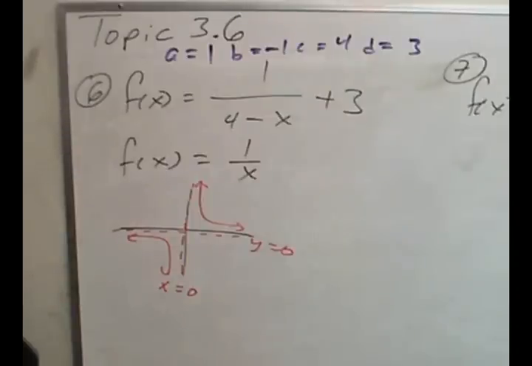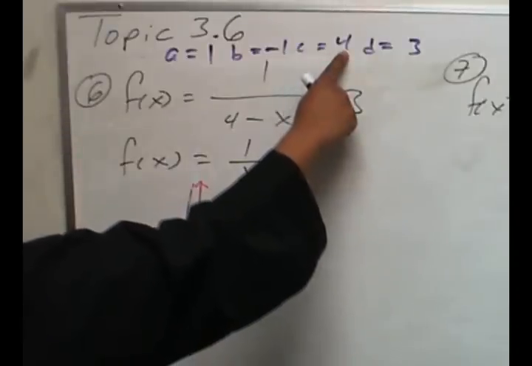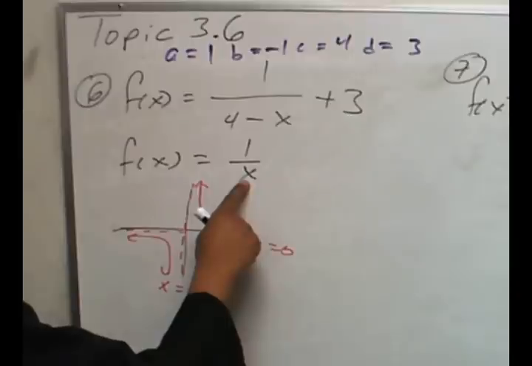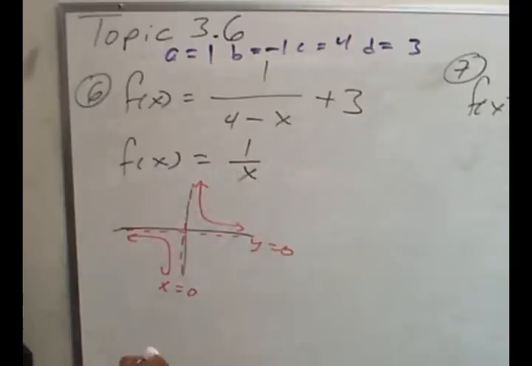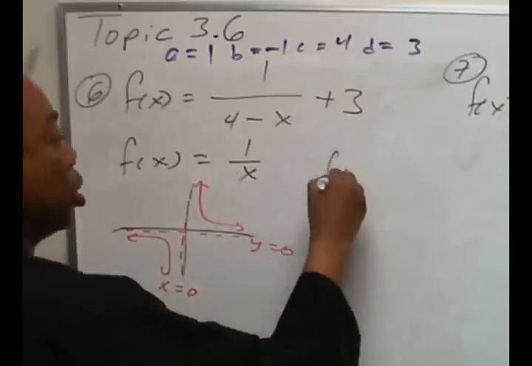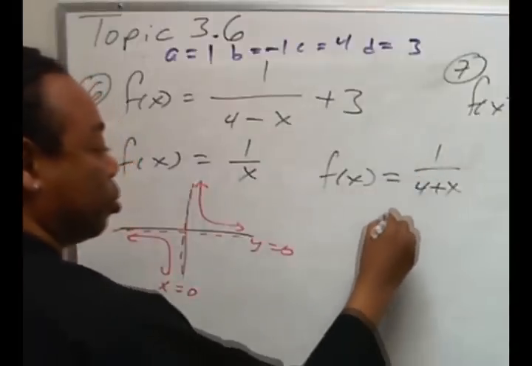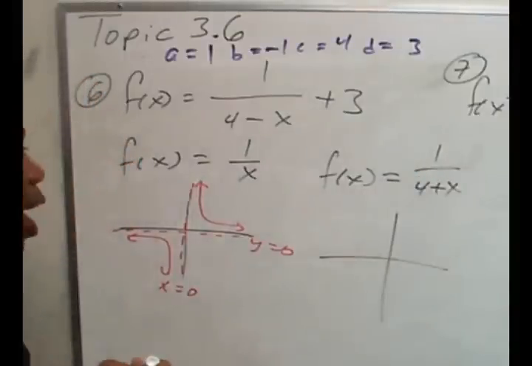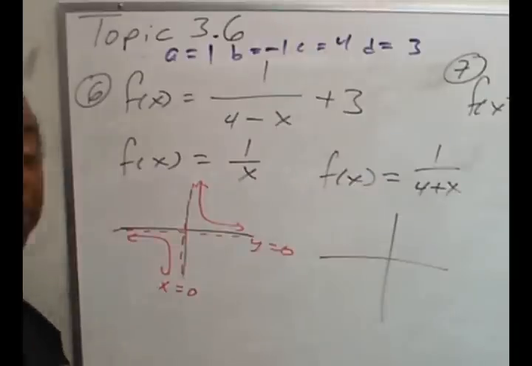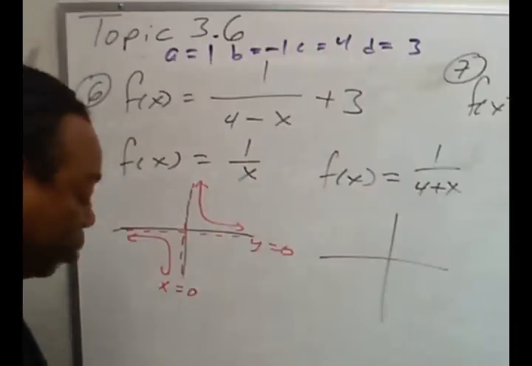Then let's put our parameters back on. First, let's put the positive 4 back on. This is a positive x, so putting a positive 4 next to a positive x gives us 1 over 4 plus x. The positive 4 parameter of c shifts everything to the left 4 times.